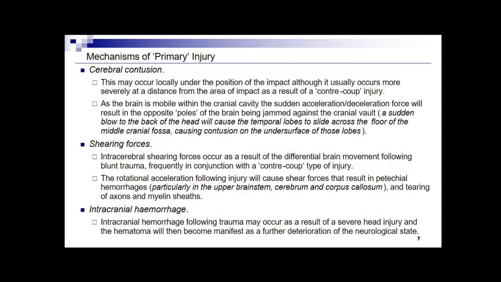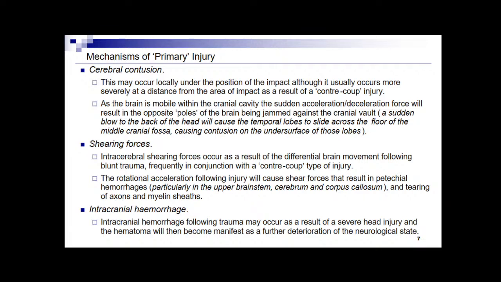Pathophysiology of primary injury. What happens in the brain just after trauma? Primary mechanisms of brain damage. Three variants: cerebral contusion, shearing forces, and intracranial hemorrhage.